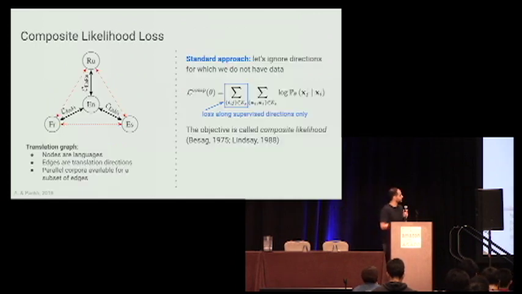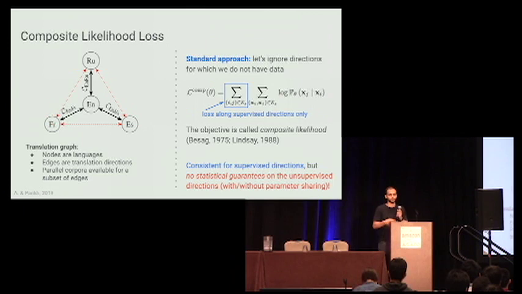Okay. So again, the setup: the standard loss that was used by Johnson and others is pretty well known in the statistics literature, and it's called composite likelihood. It's called composite likelihood because we just take independent losses on all the supervised directions, stitch them together through a sum, and optimize the resulting loss. It has some nice properties, but unfortunately has no statistical guarantees for the performance on these zero-shot directions. Basically, if you optimize this loss at a local optimum, the performance on these directions could be pretty much random.